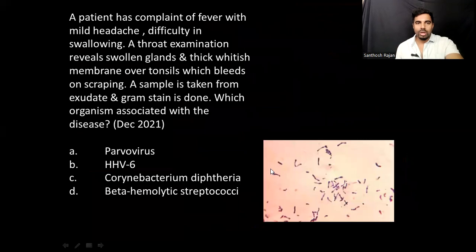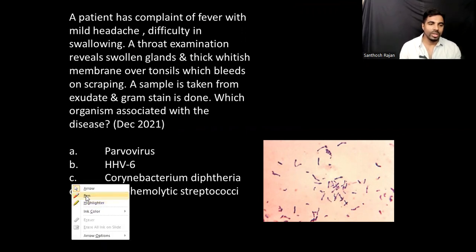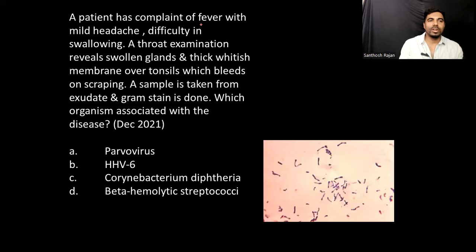So now look at this question. Next question again, I'll not give you a clue. You guys will identify now. Tell me the answer. A patient has complained of fever with mild headache, difficulty swallowing, swollen gland and a thick whitish membrane over the tonsil, which bleeds on scraping. That means it's a pseudomembrane. When it bleeds, it's a pseudomembrane.